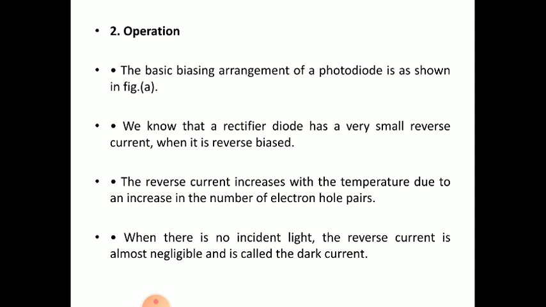So when there is no incident light, the reverse current is almost negligible and it is called the dark current. When there is no incident light, it will act as a normal diode. Then a small value of reverse leakage current will flow. This is called dark current because there is no incident light.